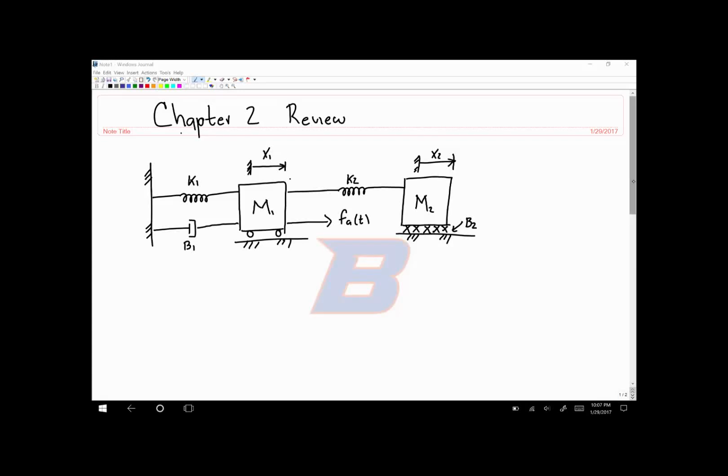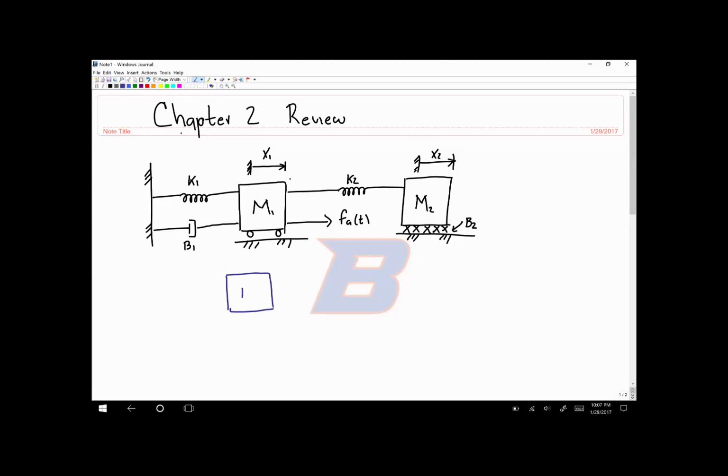Well, we're gonna do a small review for chapter 2. So here I have this system from the book. The book is asking us to get the free body diagram and get the equations for it. So to work this out, we'll do two free body diagrams, one for each mass.